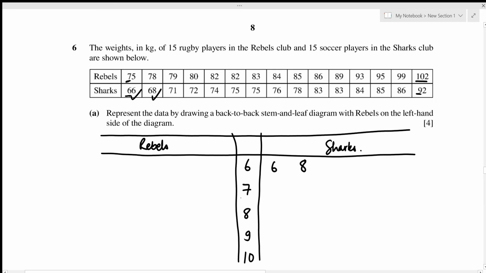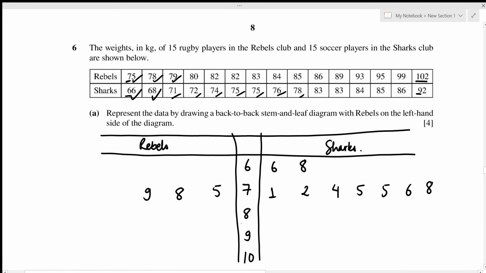Now let's look at the values with the stem of 7. For rebels, that's going to be 5, 8, and 9. And for sharks, that's going to be 1, 2, 4, 5, 5, 6, and 8.